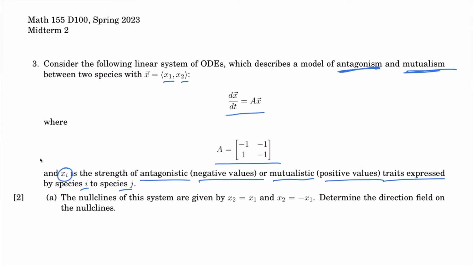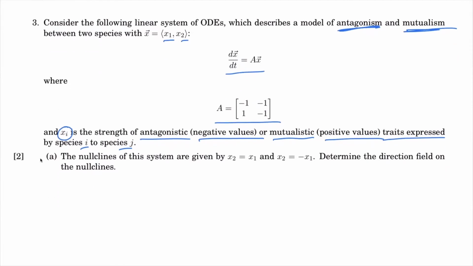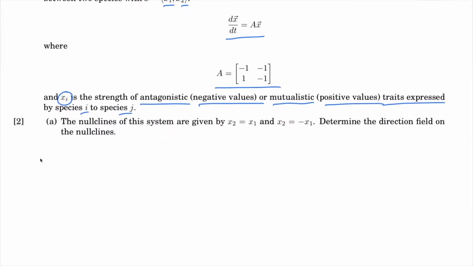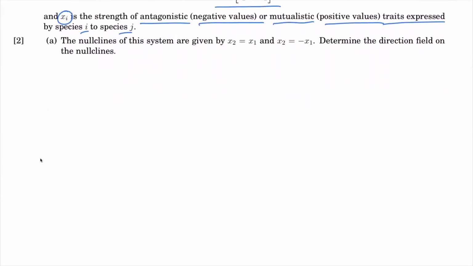Those with a keen eye will have noticed that these are like the Romeo and Juliet models, where this is hate and this is love. So although it's been put into a biological context here of antagonism and mutualism, it's very similar to what we did before. In the first part, we're told what the null lines are, and we're asked to determine the direction field on the null lines.